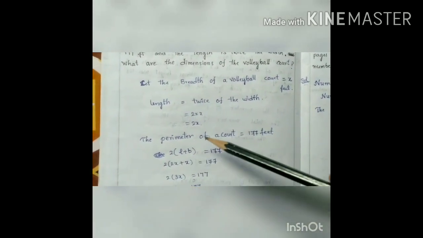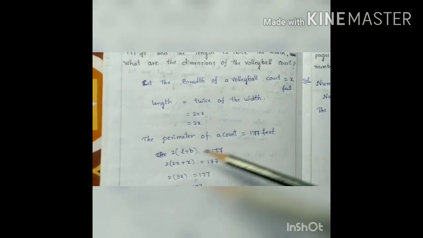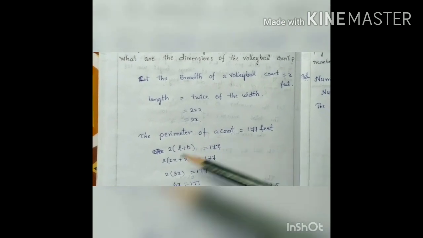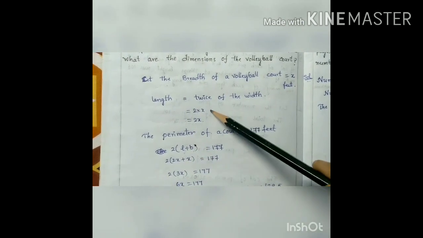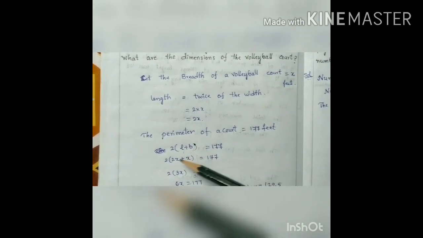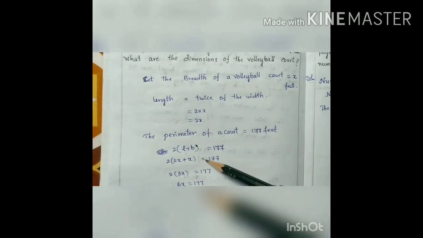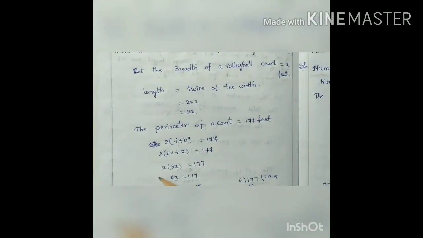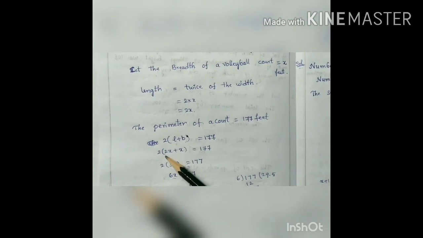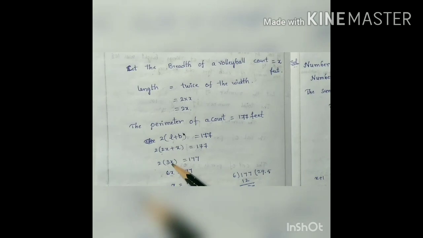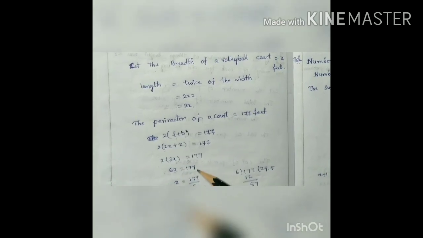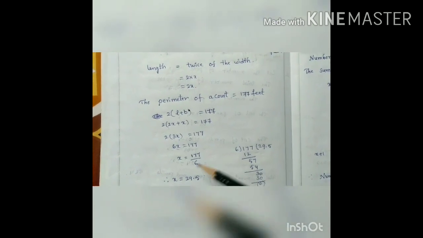What is the perimeter of a rectangle? 2 into (L plus B) equals 177, where L is the length and B is the breadth. The length here is 2x and the breadth is x. So 2 into (2x plus x) equals 177. 2x plus x equals 3x. 2 threes are 6x equals 177. So x equals 177 by 6. Therefore x equals 29.5.